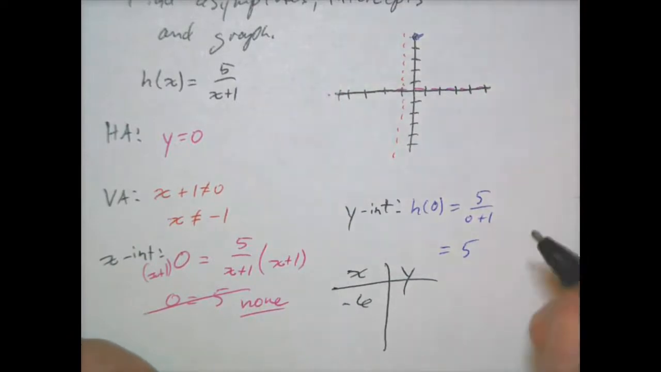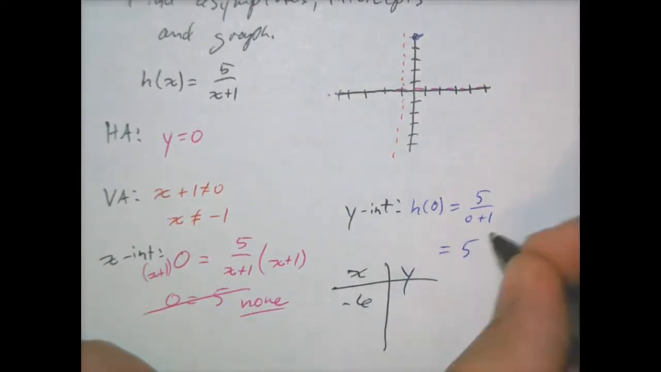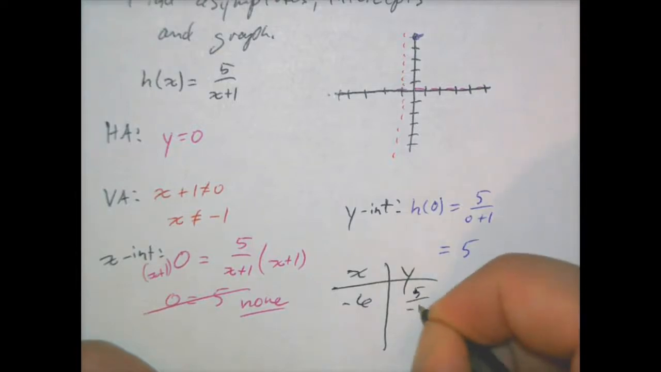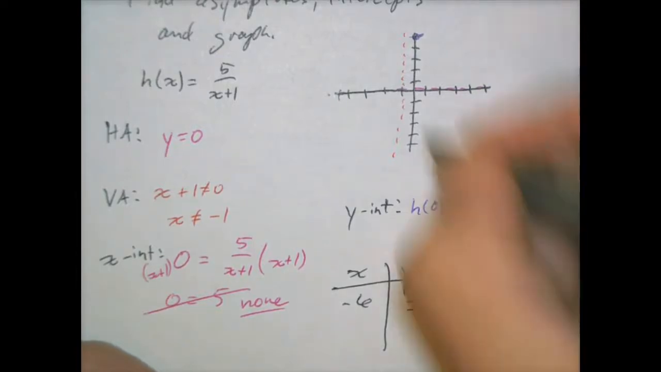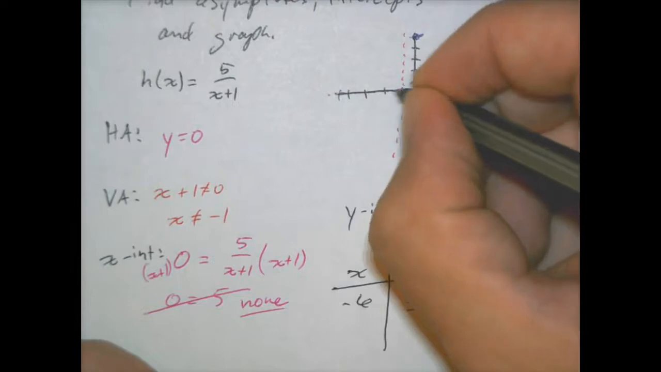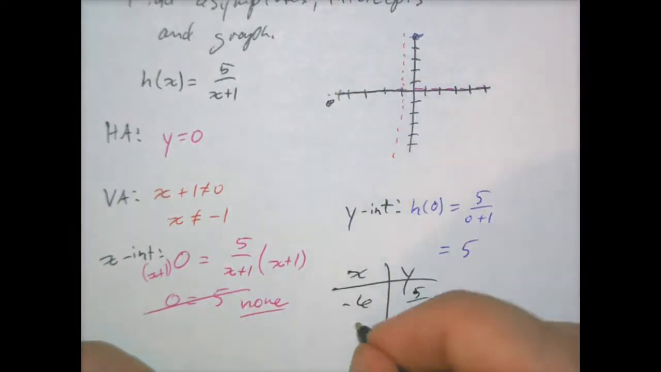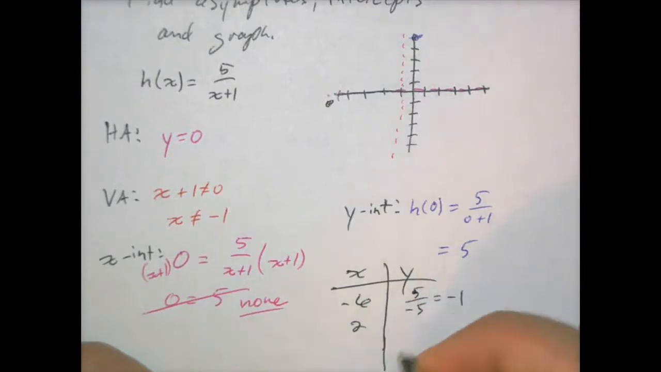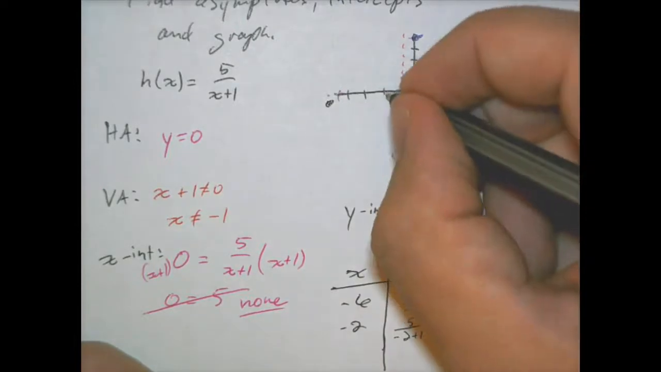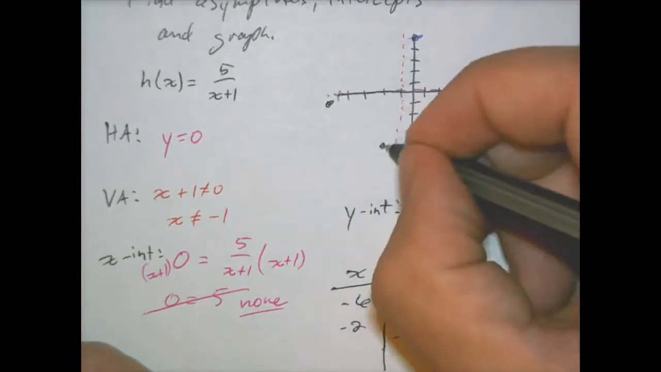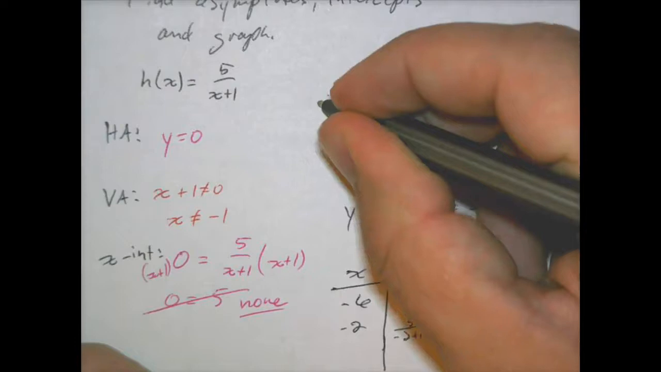So you have negative 6 plus 1 would be negative 5, so 5 over negative 5, which is just negative 1. So I have the point negative 6, negative 1. 1, 2, 3, 4, 5, 6, negative 1. So it'll go somewhere over there. I'll see what happens at negative 2. If I substitute that in my function, 5 over negative 2 plus 1 equals 5 over negative 1, which is just negative 5. So negative 2, negative 5. So probably my function on this side will do something like this.